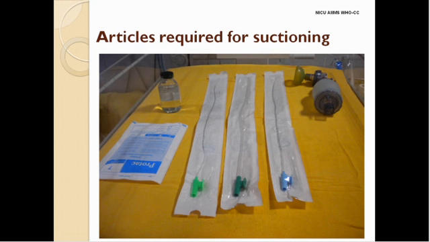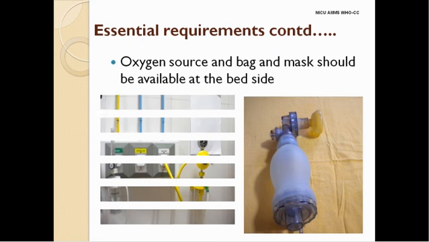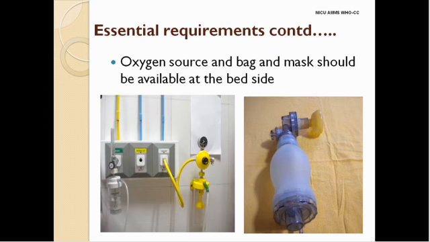Before suctioning, we should know the articles which should be available bedside to facilitate suctioning. This includes a pair of gloves, normal saline or sterile water, suction catheter of appropriate size for that baby, and a bag and a mask. In addition to the previously mentioned things, it is very essential to have an oxygen source available to us, because during suctioning the babies may have hypoxia, cyanosis or apnea.